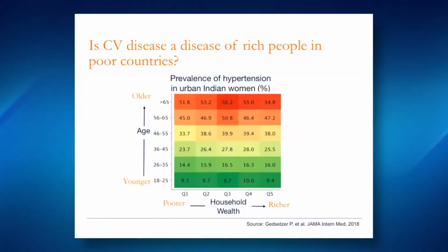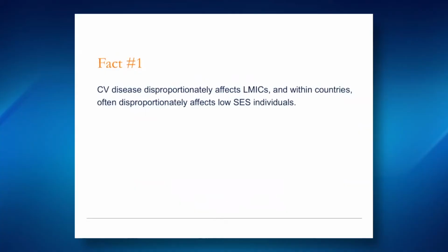But this is risk factors. Conditional on the risk factors, once you develop the disease, in fact, the low SES individuals do much poorer because of health system related factors where they don't have access to care. So tying together the higher burden of disease in low SES individuals and in low development countries, we come to this fact that CV disease, in fact, disproportionately affects low and middle income countries, and within countries, often disproportionately affects low SES individuals. So heart disease is not a disease of the rich.